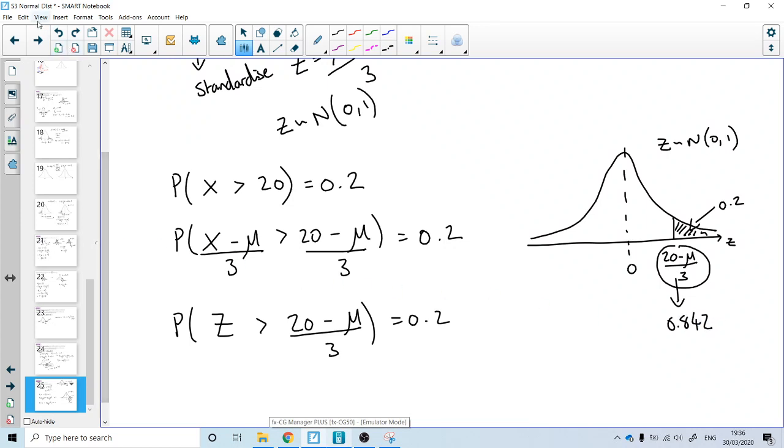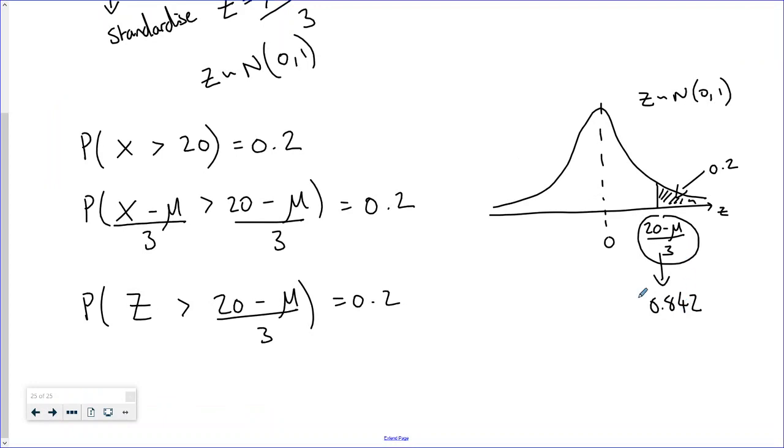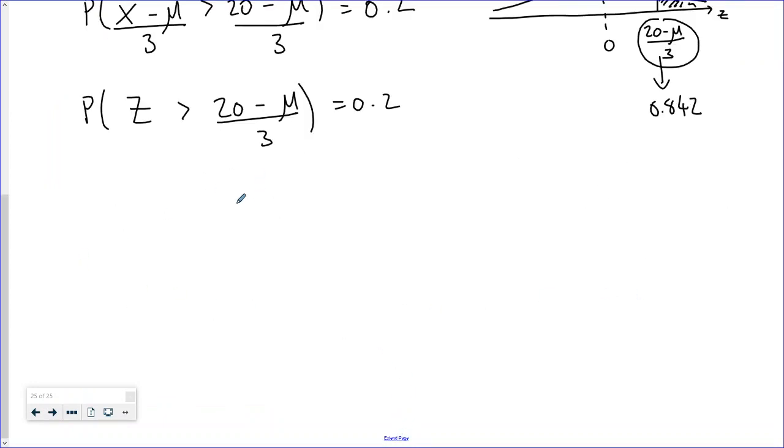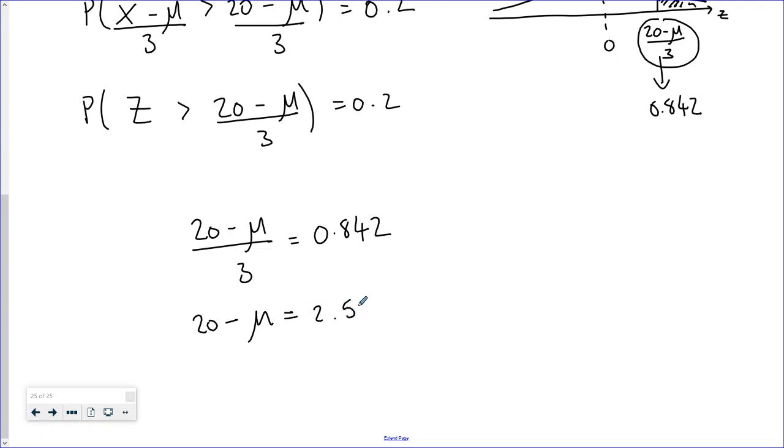So we can put those two things equal to each other to find out what mu is. We know that 20 minus mu over 3 is 0.842. And we can find mu by solving this equation. So 20 minus mu is 2.524, and so mu is 17.5 to 3 sig fig.